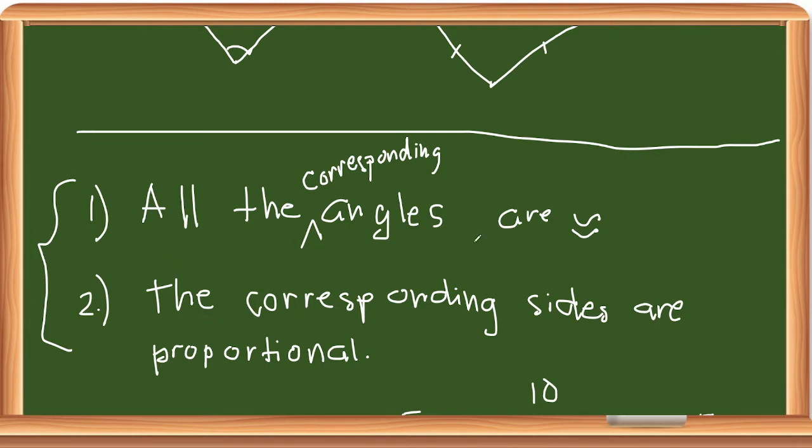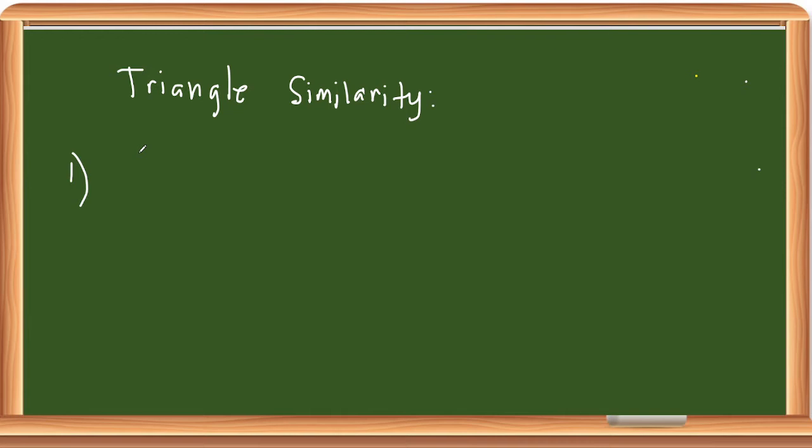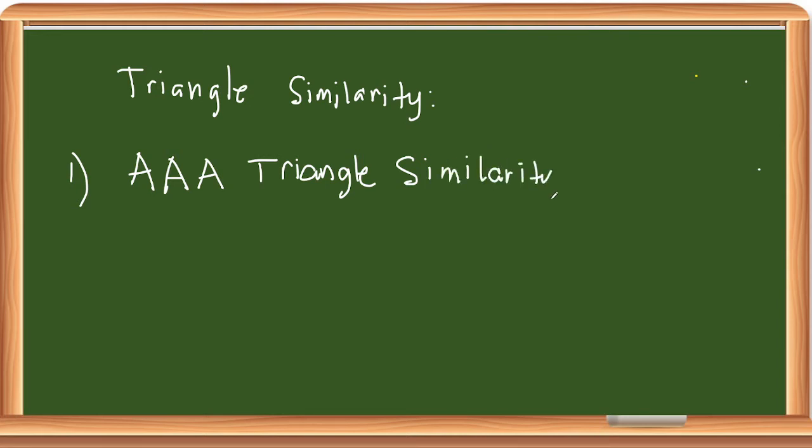Pagdating sa triangle, kahit ito lang, number 1 lang, yung all corresponding angles are congruent, no? So we have here the AAA. Tatlong angles yung triangle, di ba? This is the AAA Triangle Similarity Postulate. Okay? So what does it mean? That means if all the corresponding angles of two triangles are congruent, then the two triangles are similar. No? Yun ang ibig sabihin.